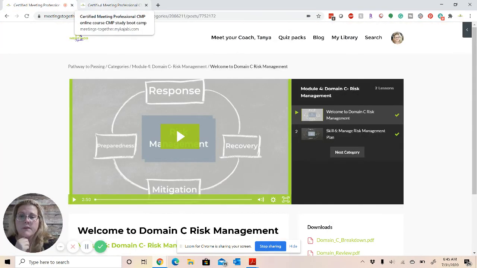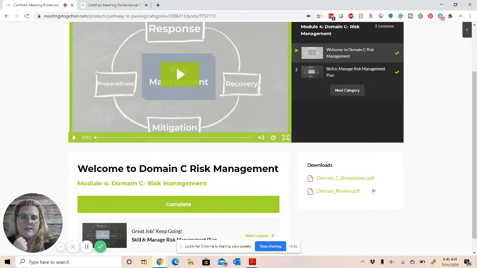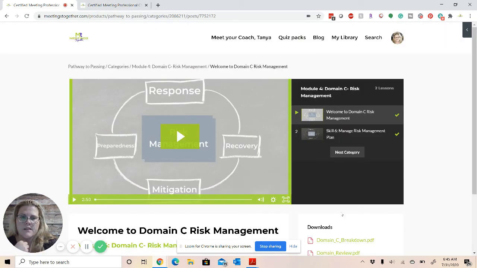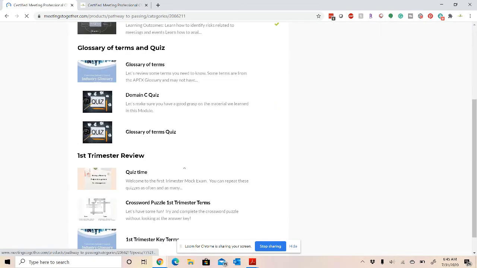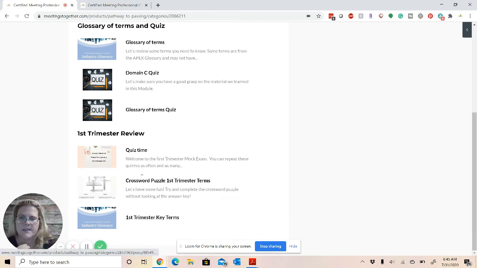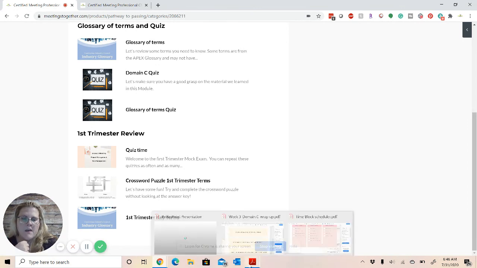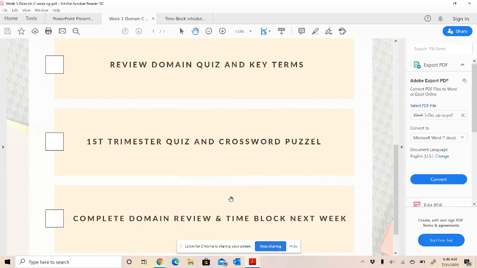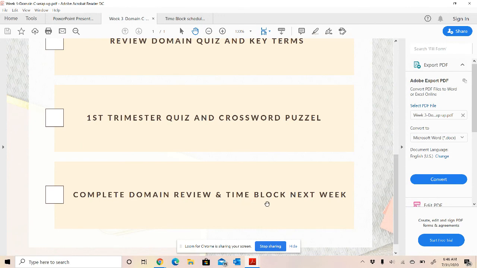If you're in Pathway to Passing, it is under the trimester right here, domain C, right here, quiz time. This is your quiz for first trimester. It's already included in here. And this is your crossword puzzle for some of the glossary terms and things like that. All right, let me go back to this. And then complete domain review and time block scheduled for next week.